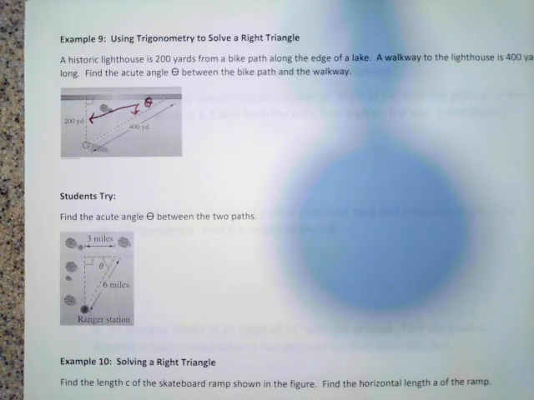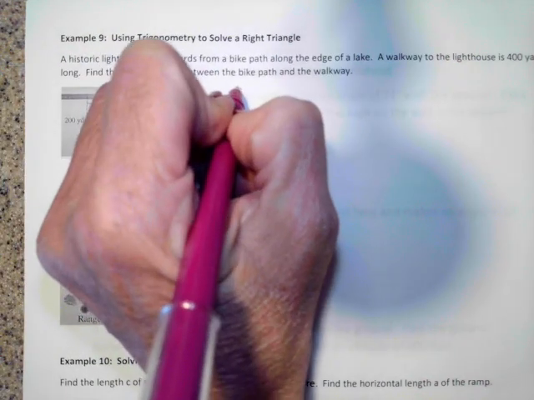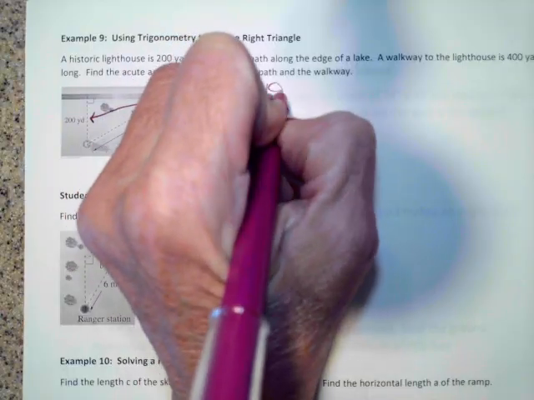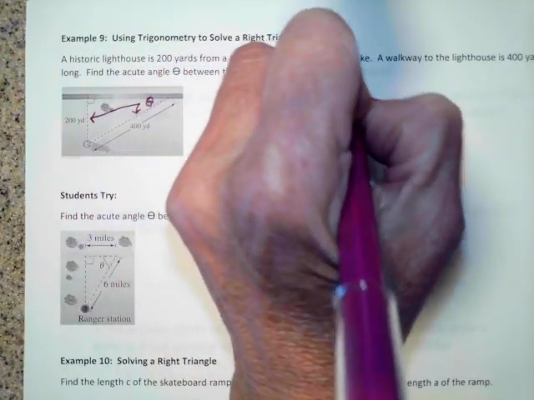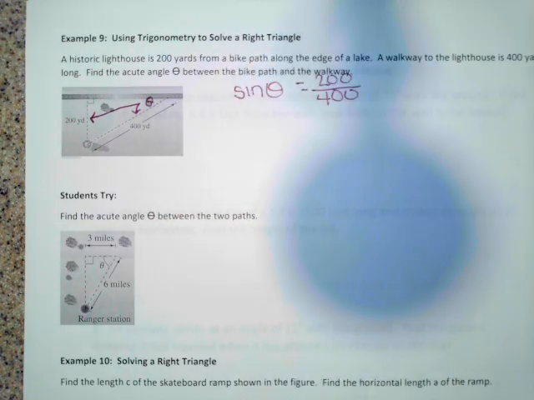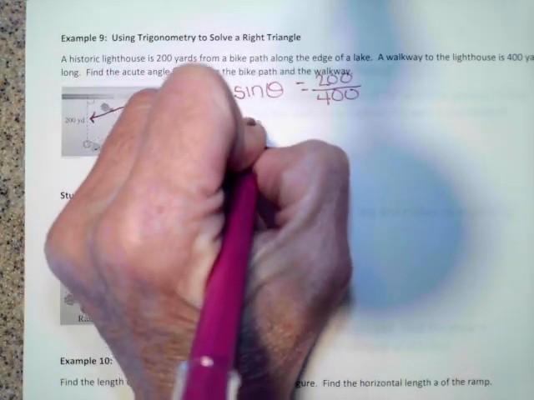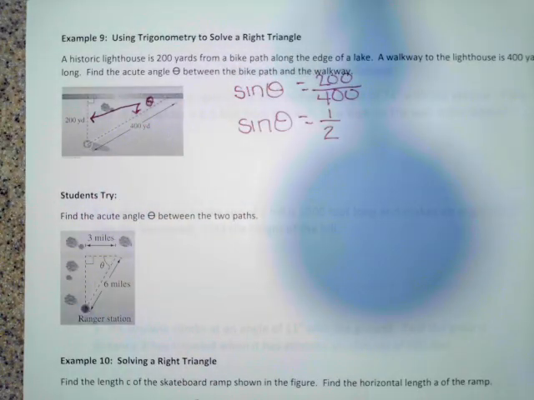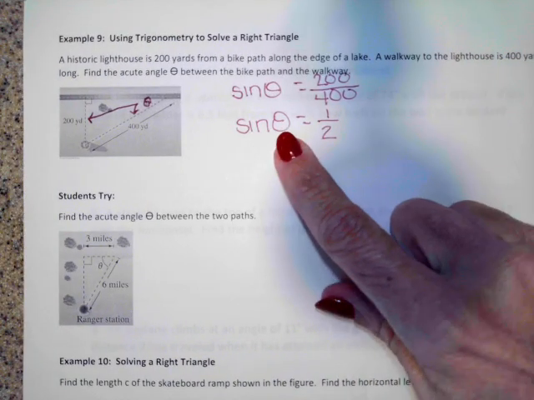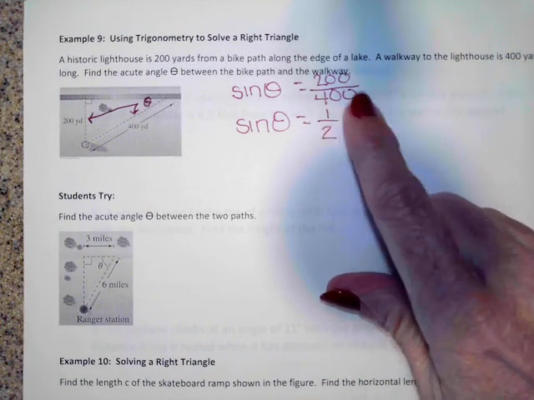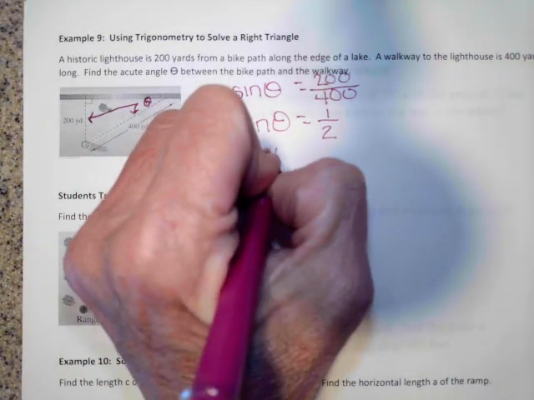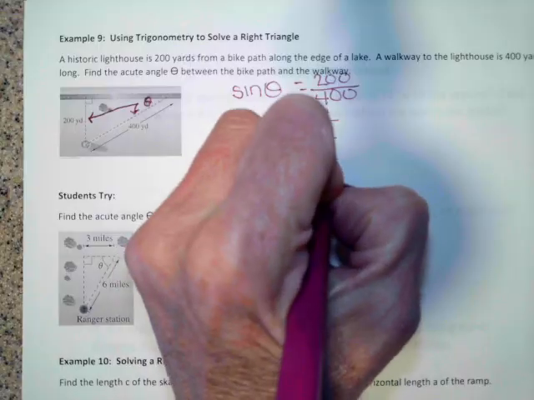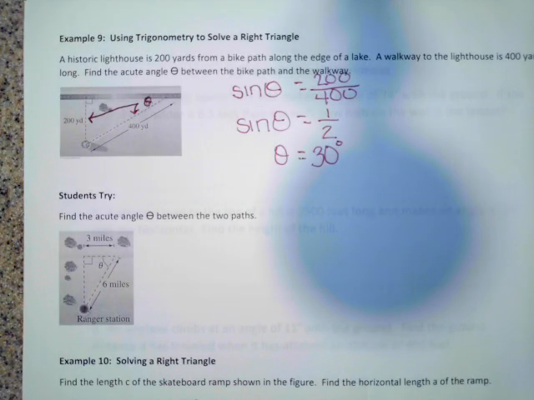So opposite and hypotenuse is sine. So sine of some angle theta is 200 over 400. Well, that reduces to 1/2. And we should know from right triangle trig, the angle that the sine of theta is 1/2 is when theta is 30 degrees. So you should pause the video again. Try to do the student try.